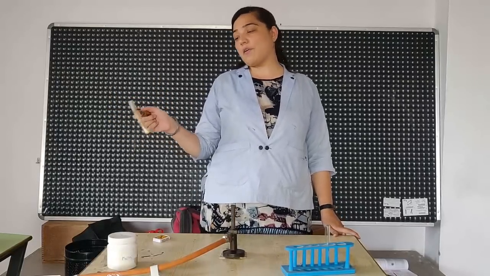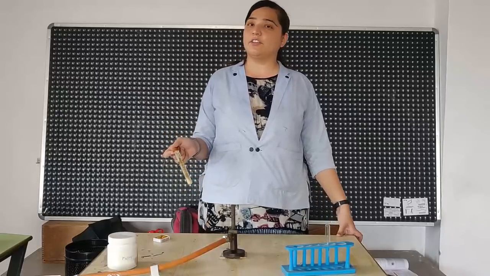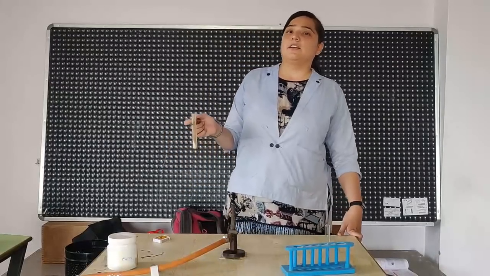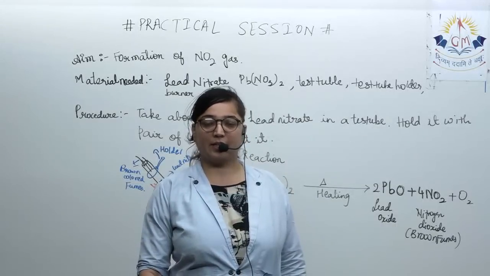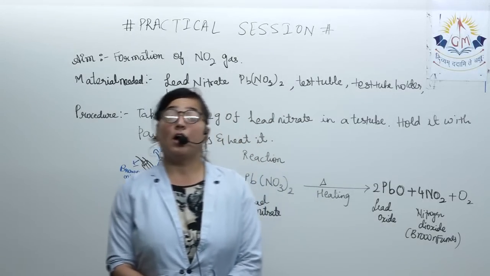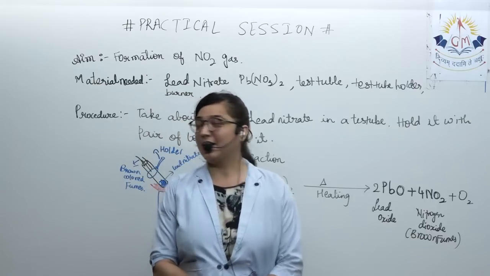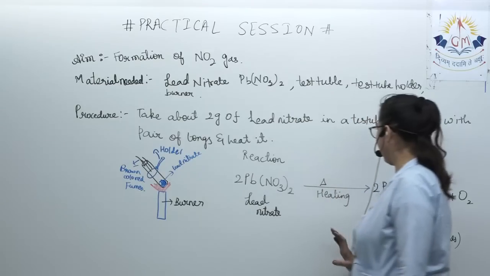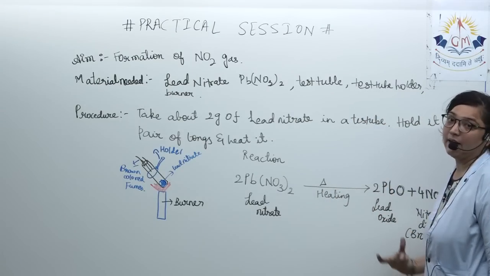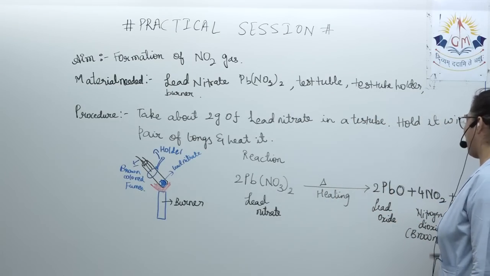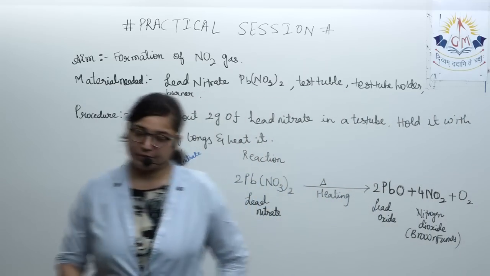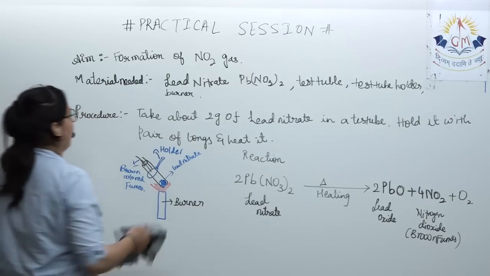Okay. Let's have a look at the theory portion of this. After observing the whole of the practical, you saw that when lead nitrate is heated, then we get lead oxide and the brown colored fumes of nitrogen dioxide. So this is how the second practical we observed.